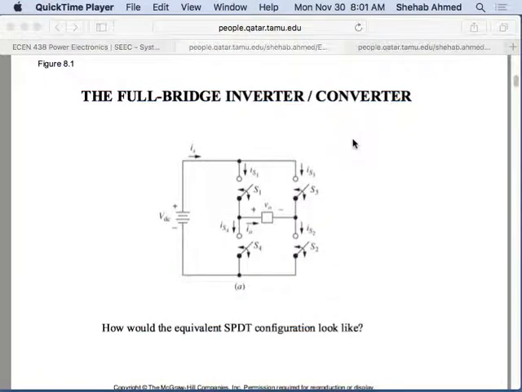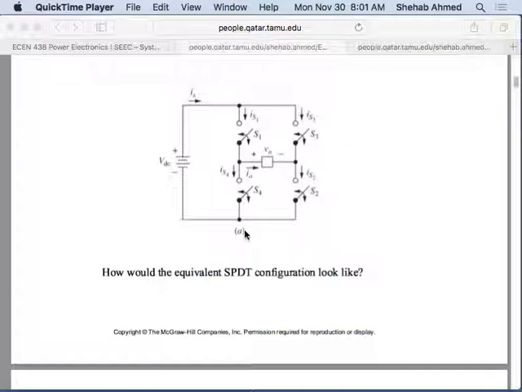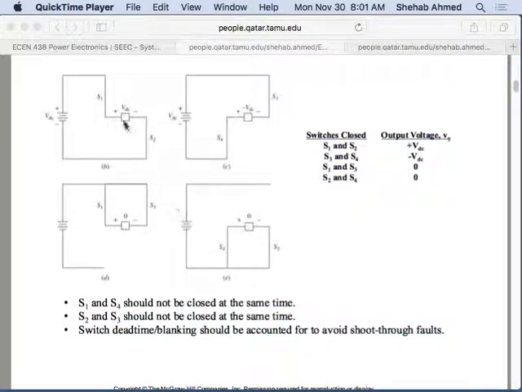Okay, so last time we were talking about inverters, and we said that with this same topology we can produce VDC on the load, minus VDC on the load, or zero, right? Depending on which switches we operate.